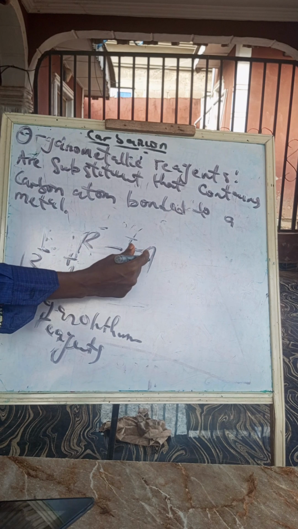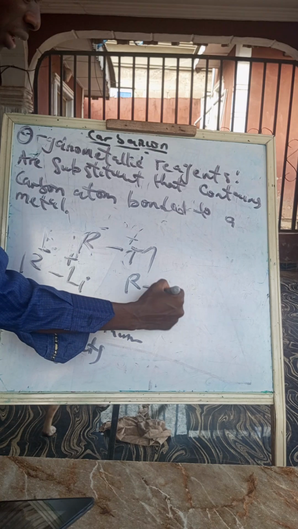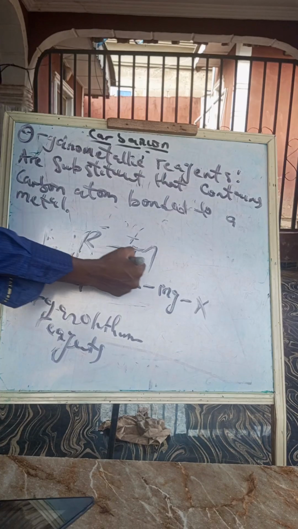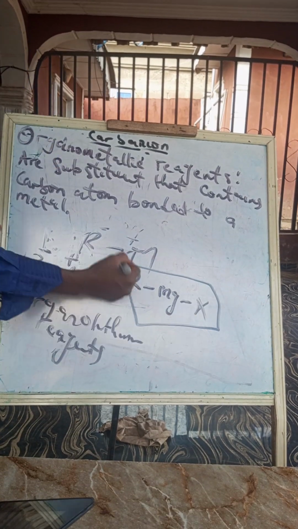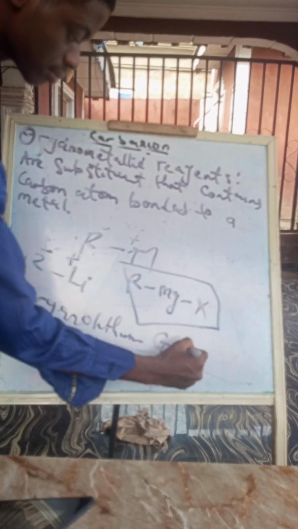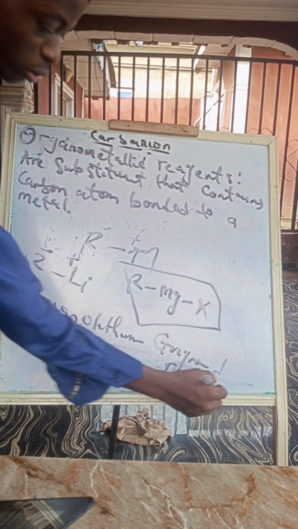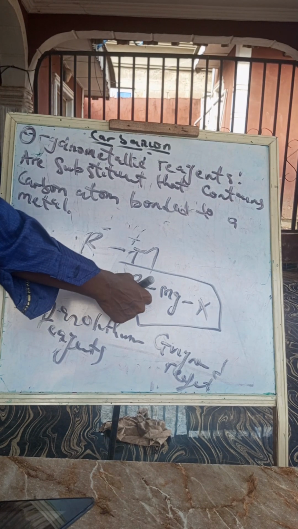We also have this one, where we have RMgX. This is one of the most popular reagents, known as the Grignard reagent. And if you don't call it Grignard reagent, it can also be called organomagnesium. It is also known as what?